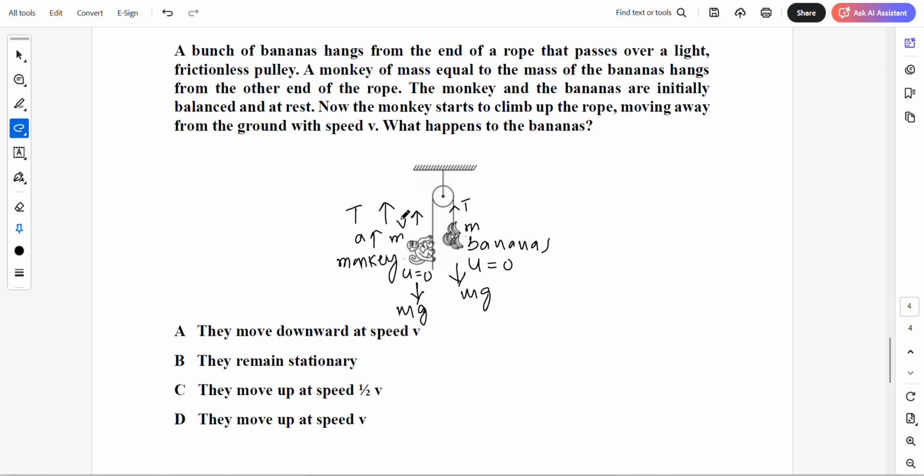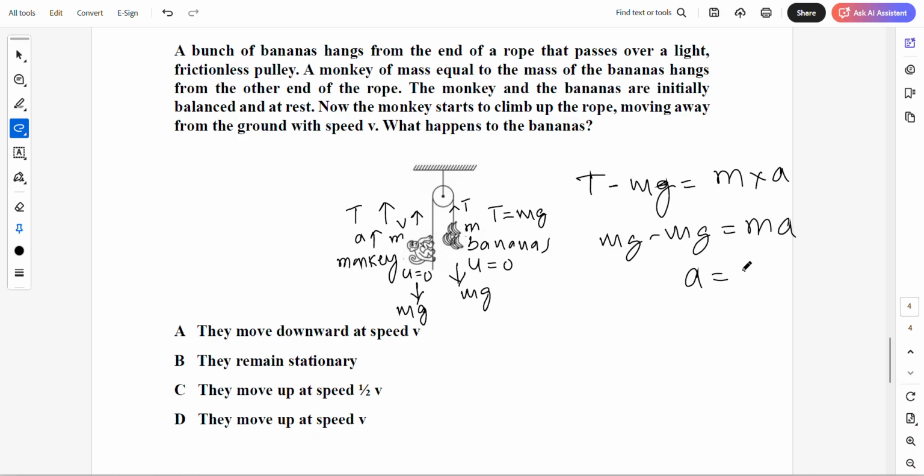Vertically downwards. चलाने वाला T minus रोकने वाला mg is equal to mass into acceleration of the monkey. Now here T I can directly write as T is equal to mg. So mg minus mg is equal to m into a. Therefore a will be how much? A will be 0. That means the monkey is climbing up with constant speed.